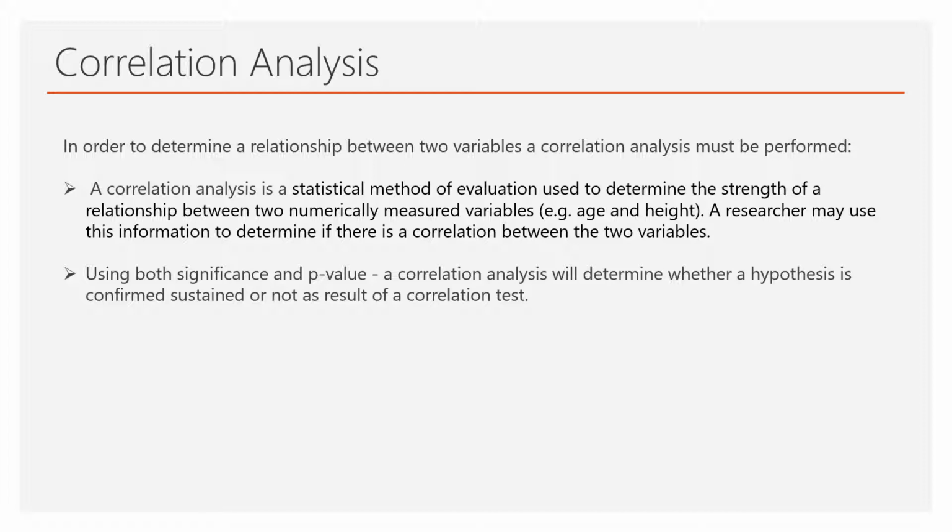In reviewing a correlation analysis, in order to determine a relationship between two variables, a correlation analysis must be performed. A correlation analysis is a statistical method of evaluation used to determine the strength of a relationship between two numerically measured variables. Examples are age and height. A researcher may use this information to determine if there is a correlation between the two variables. Using both significance and p-value, a correlation analysis will determine whether a hypothesis is confirmed, sustained, or not as a result of a correlation test.